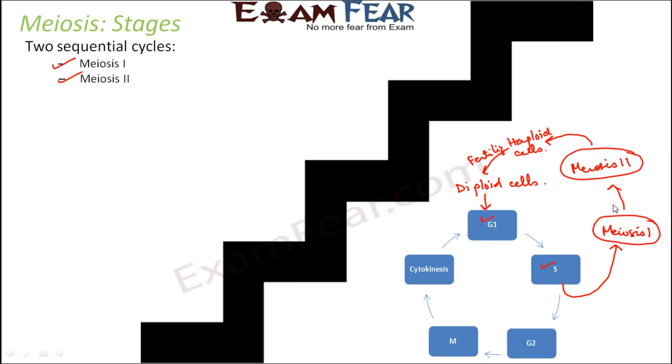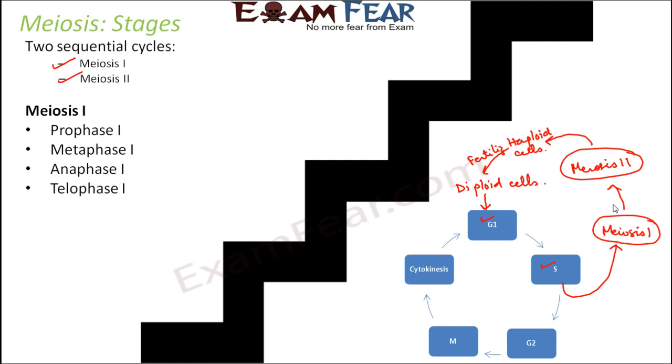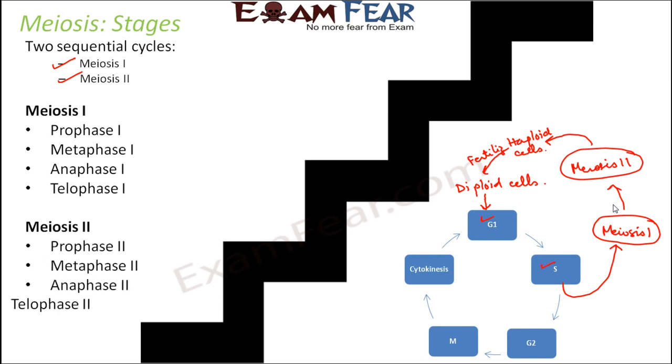So now we will see what are the different stages involved in each of these cycles. So let us talk about meiosis 1. Meiosis 1 will have 4 stages again. The names of the stages are very similar to what we have studied in mitosis. So it will have prophase 1, metaphase 1, anaphase 1 and telophase 1. So these are the 4 stages of meiosis 1. Similarly, meiosis 2 will again have steps like prophase 2, metaphase 2, anaphase 2 and telophase 2. So what we are going to do is we are going to talk about each of these steps in detail, and we'll see how the entire process of cell division or meiosis will take place.